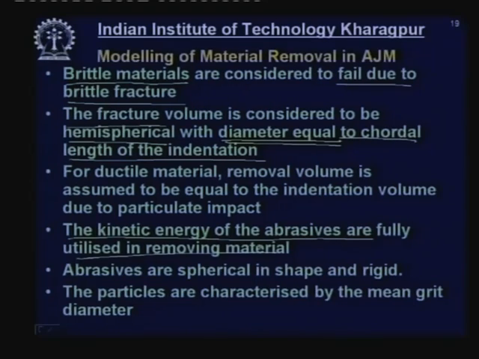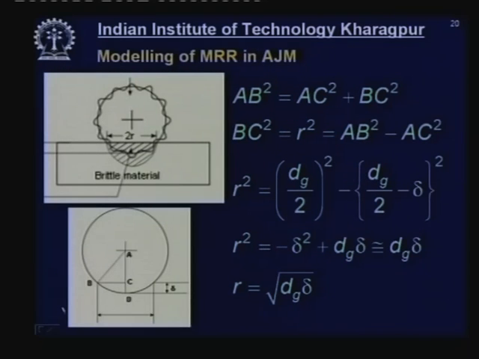It is not partial. Whatever is the kinetic energy, we will assume that total kinetic energy is utilized in doing the work done. Further, abrasive particles would be assumed to be rigid, they would be assumed not to disintegrate, and they would be spherical in shape, and their particle size would be characterized by the mean diameter. Now, let us come to the modeling part of it, modeling of material removal rate in abrasive jet machining.